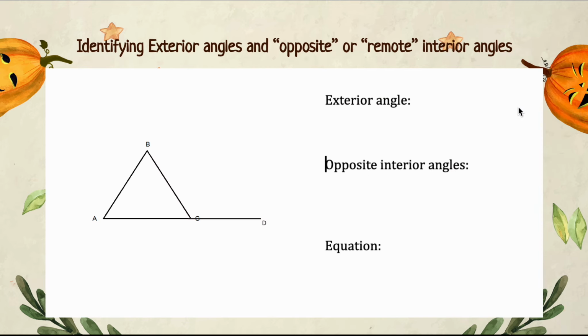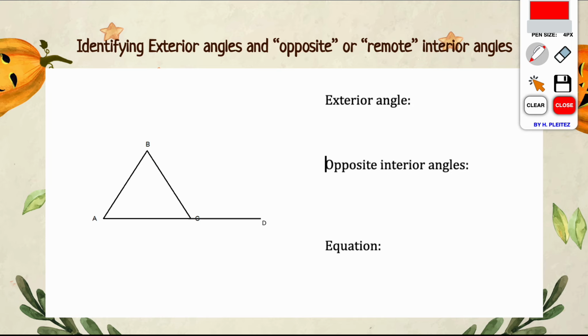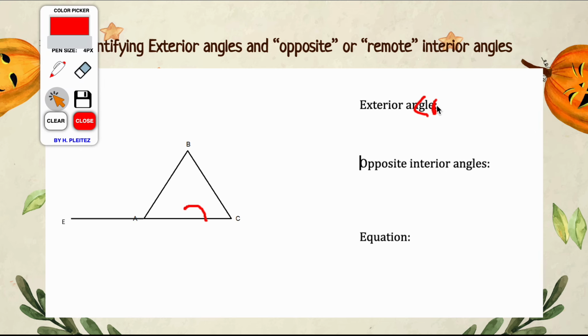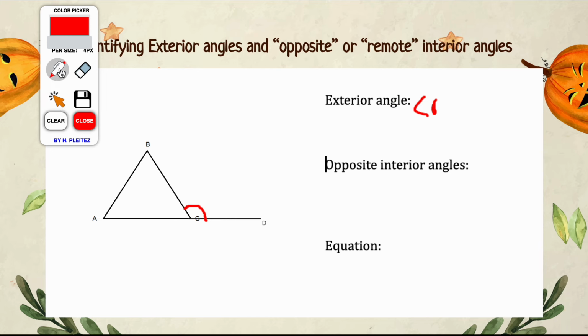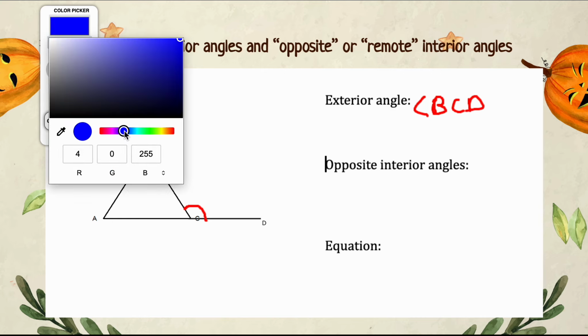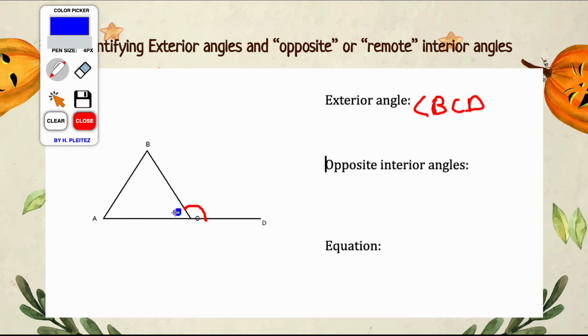So let's just go over identifying exterior angles and those opposite or remote angles. So in this case, we have triangle ABC, and now we are extending this bottom side to the right. So our exterior angle is this angle here, right, which is angle BCD. And then our two opposite interior angles, remember, it's not this angle that's right next to here, it's the angles that are right across. So it's this angle and this angle. So our opposite interior angles are angle A and angle B.